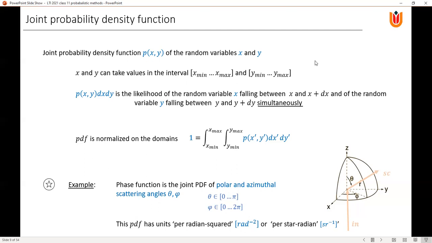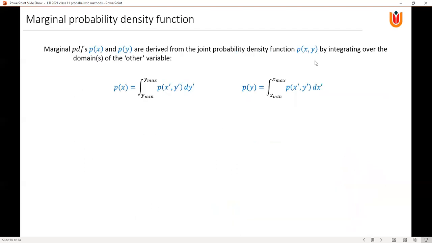The units of the PDF, because of the integration over two angles, are radians squared. That is the same as 1 unit of solid angle. So this is different: radians squared per radians squared, or per solid angle. All right.